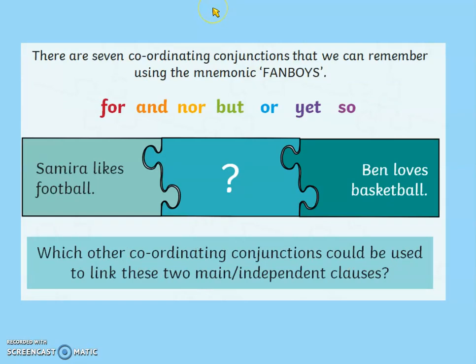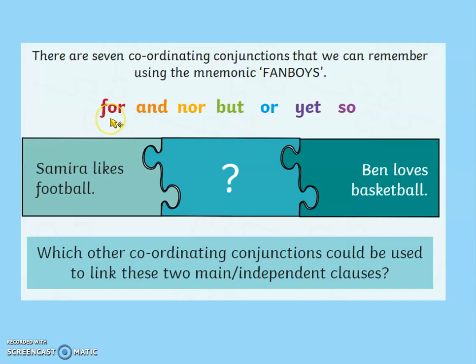I know we've been learning about conjunctions a little bit, so just to recap, there are 7 coordinating conjunctions. And we can remember them by the mnemonic fanboys. So we have got for, and, nor, but, or, yet, and so. What coordinating conjunction could be used to link these two independent clauses together? We could try them all in the sentence.